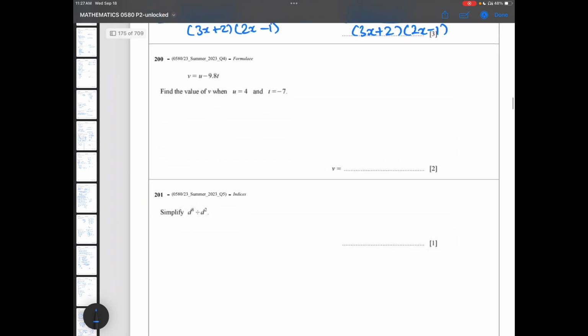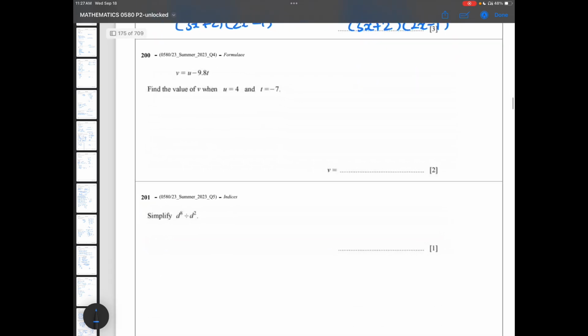In question number 200, it says find the value of v when u is equal to 4 and t is equal to minus 7. And the equation is v is equal to u minus 9.8t. So we'll just put the values of u and t in the equation. So v is equal to, in place of u I will write 4 minus 9.8. In place of t I will write minus 7.